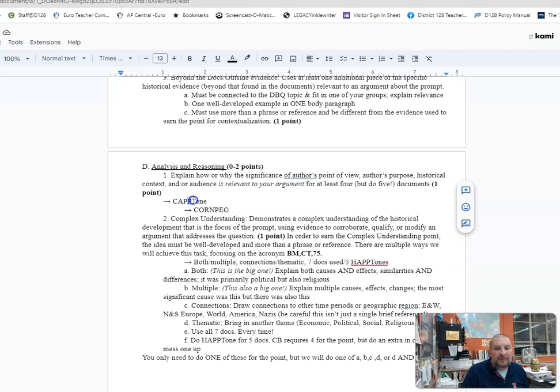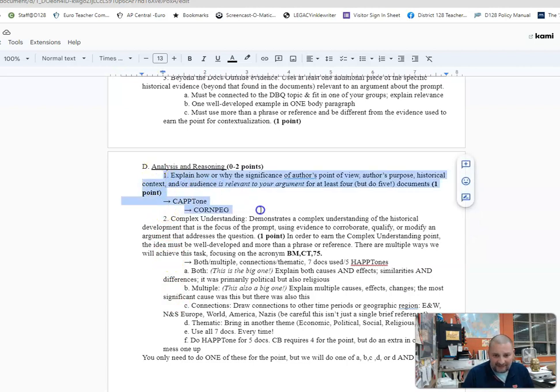I want to real quick go back to the point of view here on Capstone and just talk about it briefly. We'll talk about it more in class. The best way to think about point of view is how who someone is impacts what they say. How who they are impacts what they say. It's not what they say, it's not who they are, it's how those work together. So just keep that in mind.